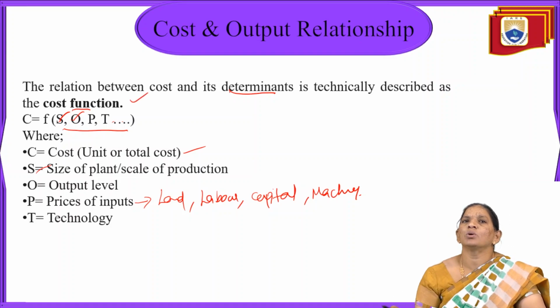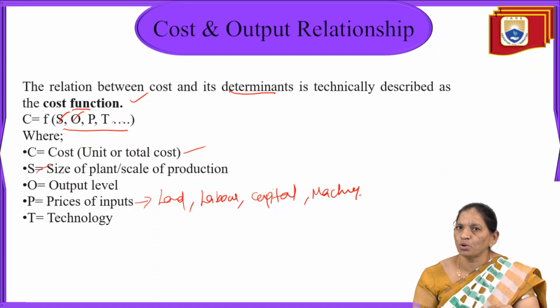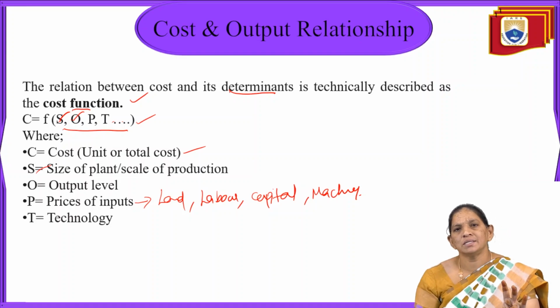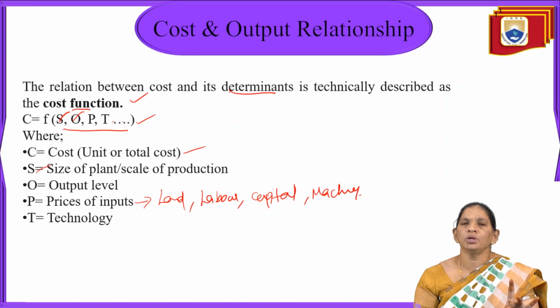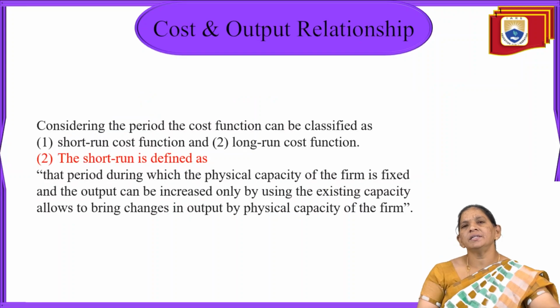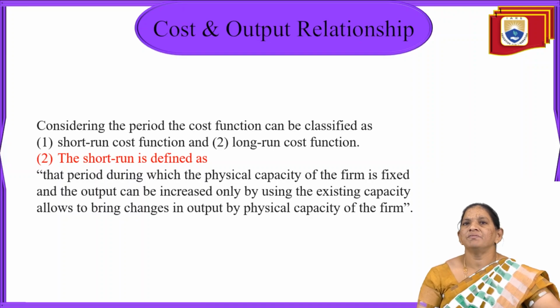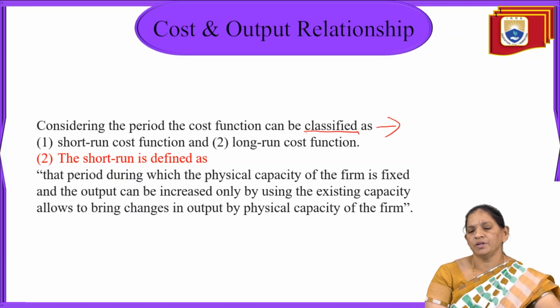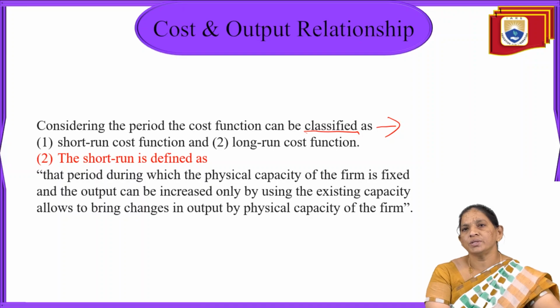So here we can say the cost function is the relationship between cost and its determinants, and the determinants could be size of the plant, the output, prices of inputs, technology, or any other influencing factors. While considering the cost function, based upon the period or the nature, we have divided it into two types. The classification of the cost function is the short run cost function and the long run cost function.